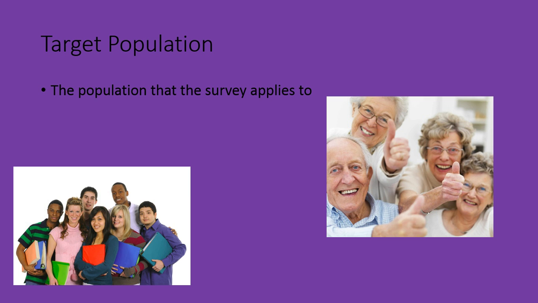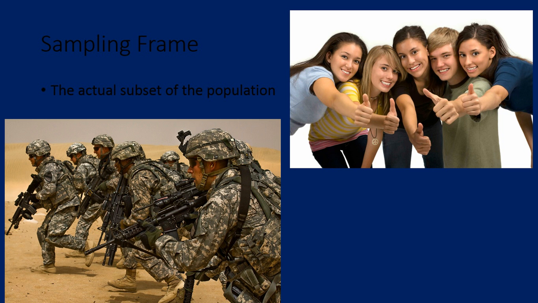Okay, so your target population is basically the population or the subgroup that you want to answer the question that you're asking. Okay. Now, a sampling frame is the actual subset. So you could say, you know, military. So anybody in the military, that would be your sampling frame. All right, it's basically the description of your sample, of your subgroup. And that's what your sampling frame would be.